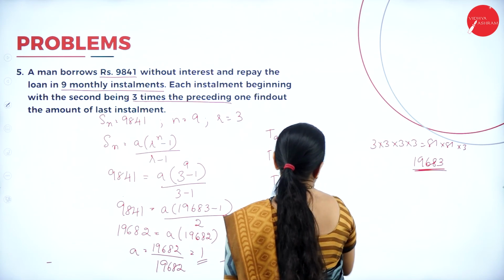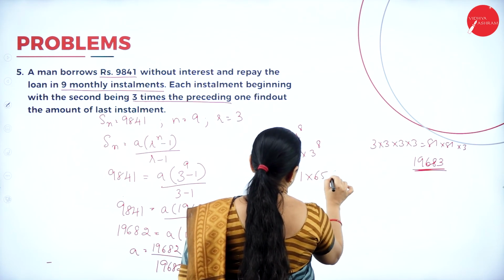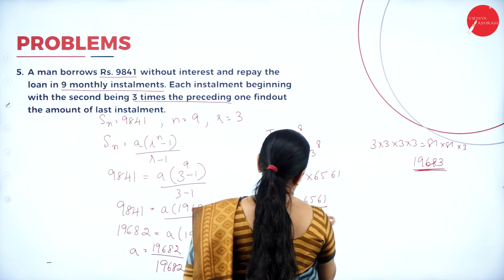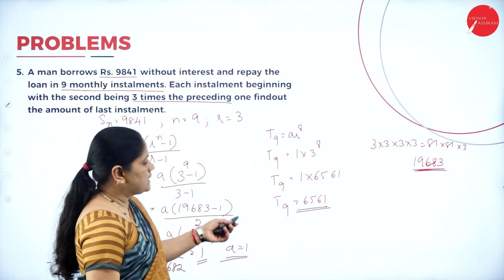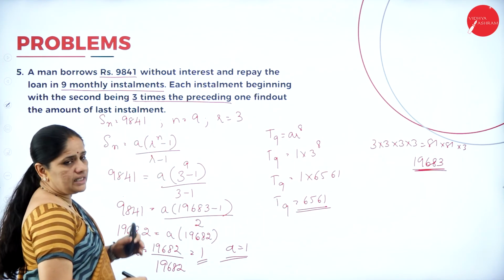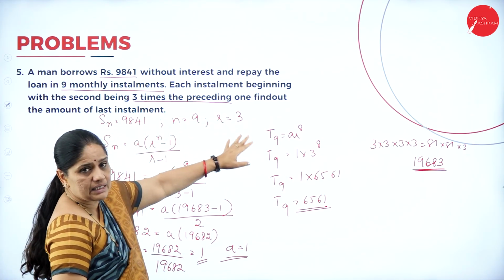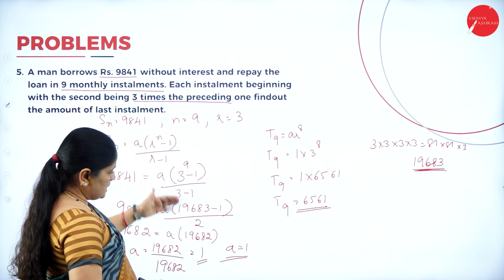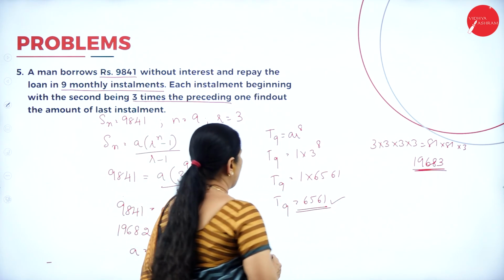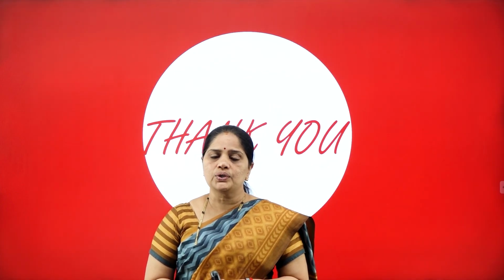So, T9 will be equal to 1 into 6561. So, T9 will be 6561. So, in the last installment, he has paid 6,561. So, when you are getting problems of this, first you find out what is Sn, then what is N, then what is R, apply the formula, substitute the values, then we get the answer as 6,561. So, with this, we come to the end of this session. Hope you have all followed it. Thank you.